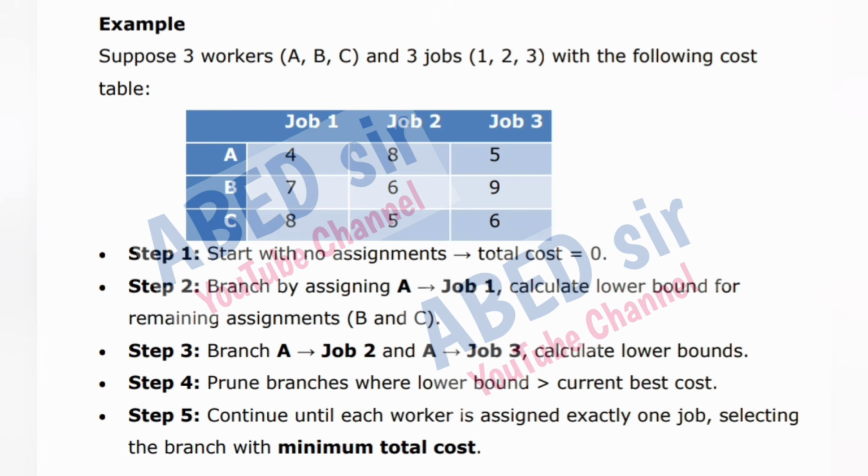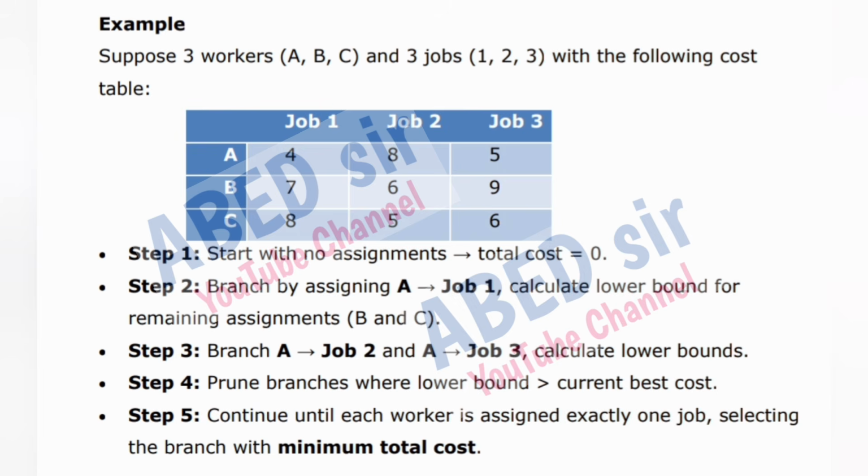Example. Suppose 3 workers, A, B, C, and 3 jobs, 1, 2, 3, with the following cost table. Job 1, job 2, job 3. A 4, 8, 5. B 7, 6, 9. C 8, 5, 6. Step 1. Start with no assignments. Total cost is equal to 0.